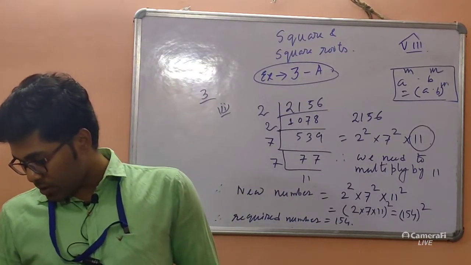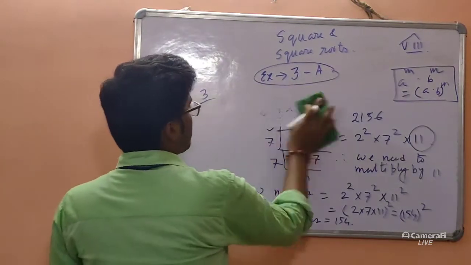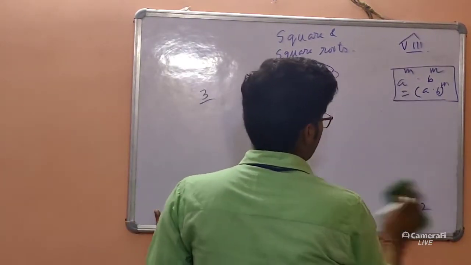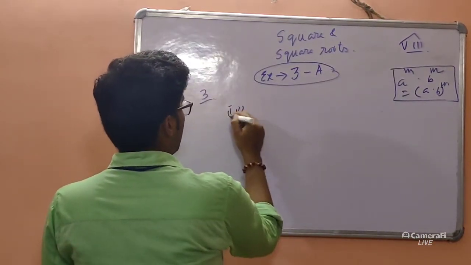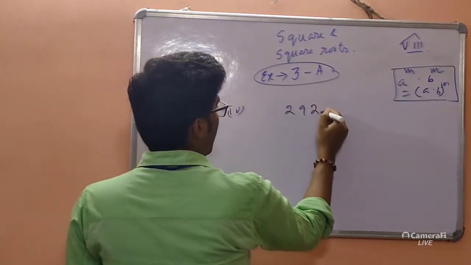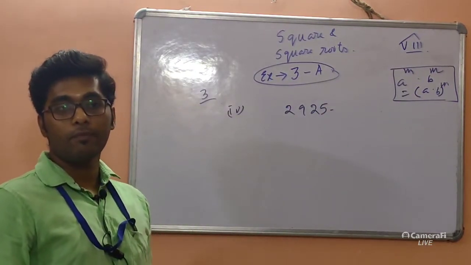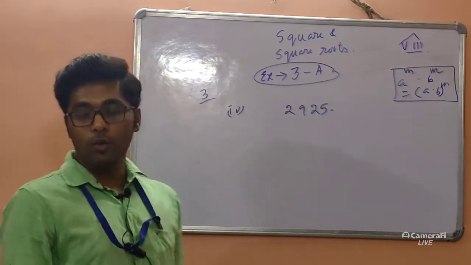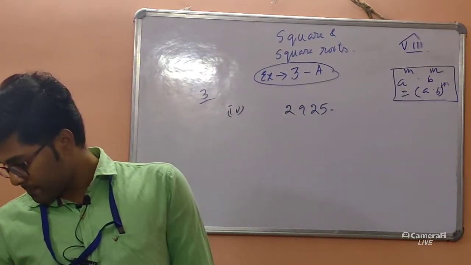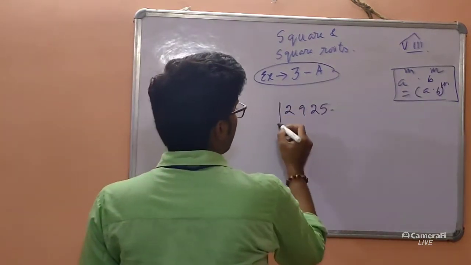Suppose we are doing the next one 3 ka 4, 2925. What we will do? We will do 2925. So let us do.